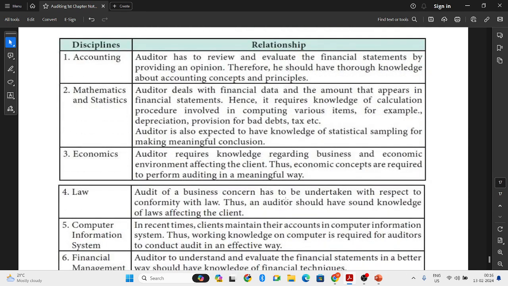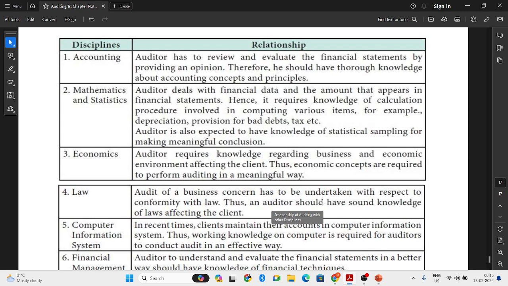Next is economics. So what happens? The auditor should have proper information about inflation, deflation, and other economic concepts. So the economics discipline is also very important for an auditor.